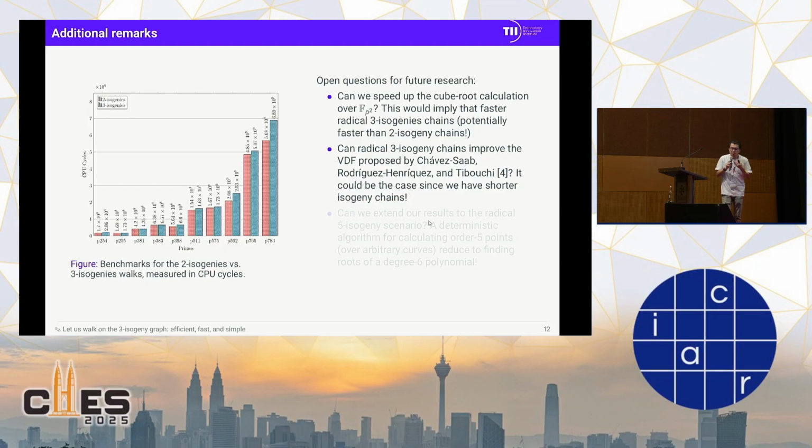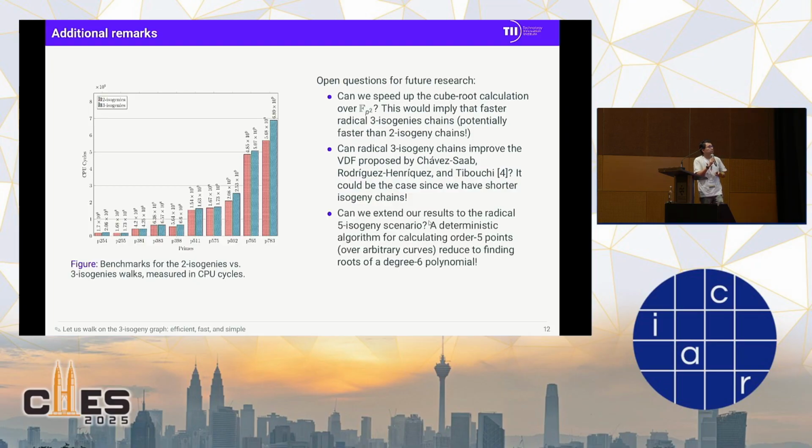Also, you can try to integrate these 3 isogenies into a PDF. It was proposed by Rodriguez Enriquez, Chavez Saab, and Tibuchi. They presented it at SAC, if I'm not wrong. Essentially, they proposed a PDF over kind of the same property for the primes, but they propose to use these 2 isogenies that require this square root. So maybe you can use the 3 isogenies, and then you have a better trade-off, with shorter chains of isogenies. It could be interesting to analyze.